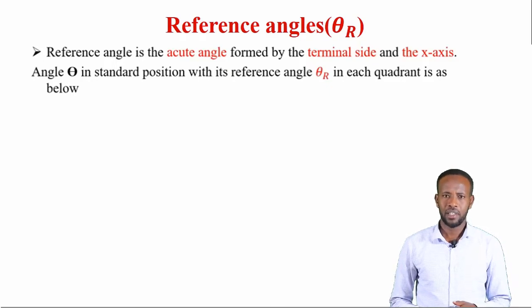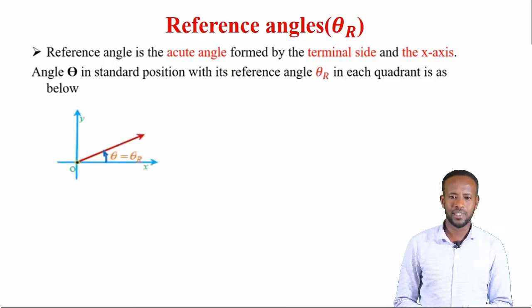Now we look at angle theta in standard position with its reference angle theta r in each quadrant, as below, okay? Now let us see the first quadrant. When the angle is in the first quadrant, look, the angle and the reference angle are equal. Theta and theta r are equal when it is in the first quadrant.